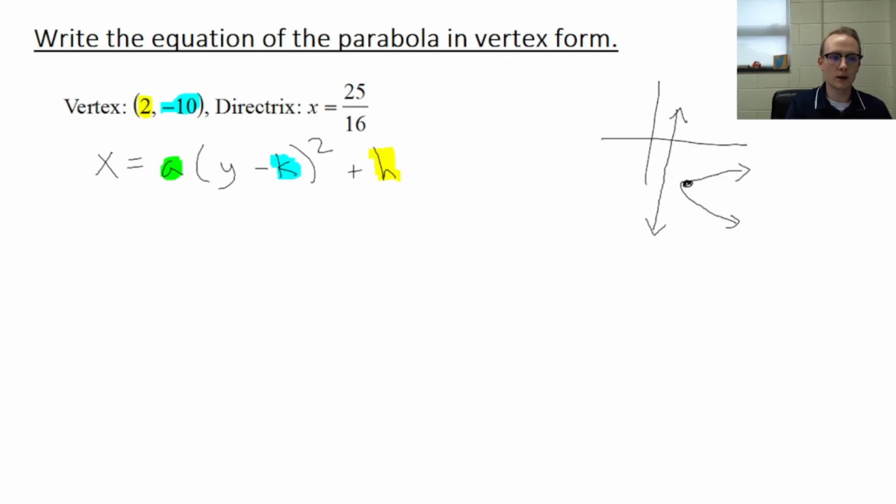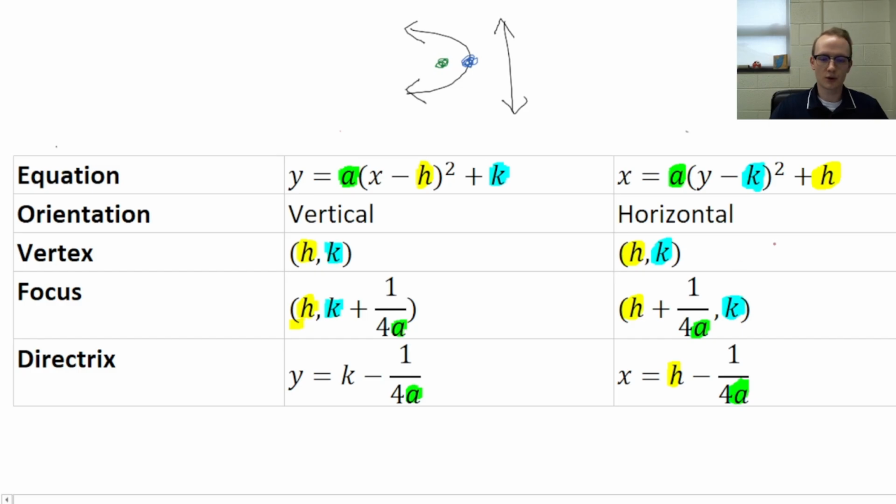Okay, if we can find a, then we have enough to write the equation of this parabola. And remember, a can be found by using our directrix, because the distance between your directrix and your vertex is just negative 1 over 4a units. Okay, your directrix is negative 1 over 4a units away from the vertex. Since this is a horizontal parabola, we're going to be comparing the x-coordinate of our vertex to the equation of the directrix, and the distance between those two is that negative 1 over 4a.